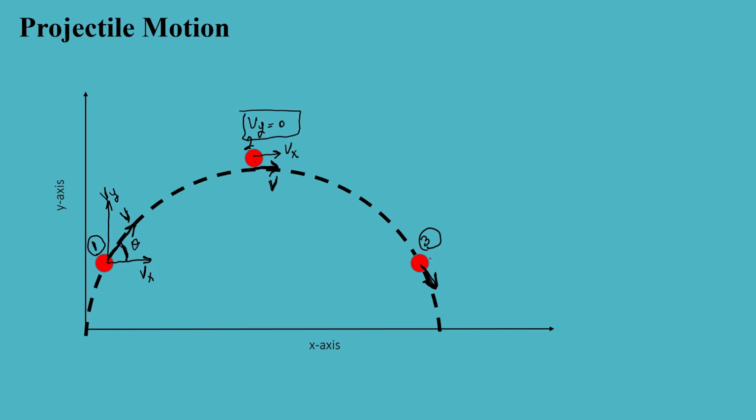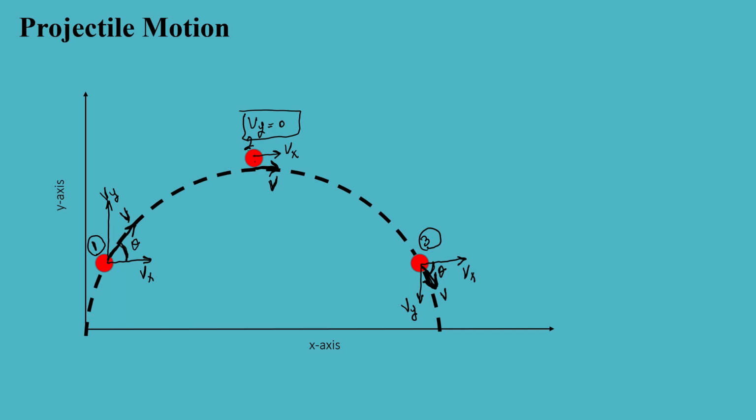And also for position 3, your vx is in this direction, still positive, because your particle is moving in the positive direction on the x-axis. However, your vy is going to be negative because your particle is going down, right? And if you look at the vector for v, there is your angle, and you can see your vy is in the negative direction.